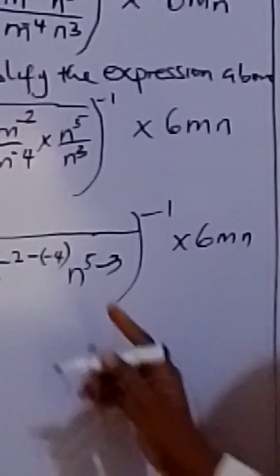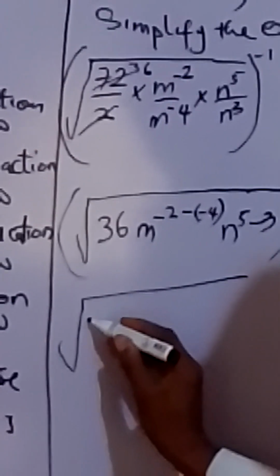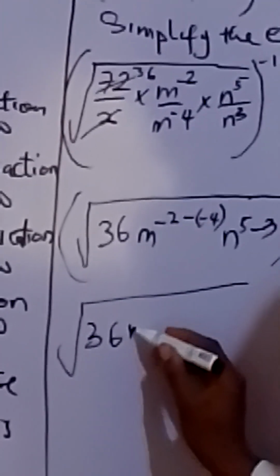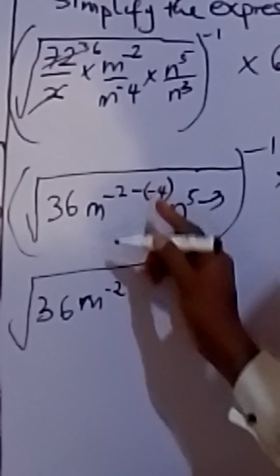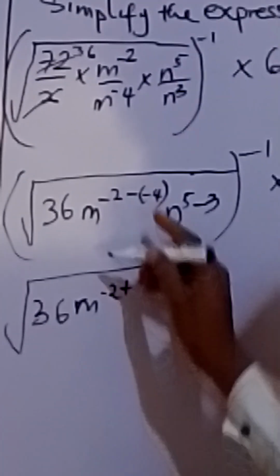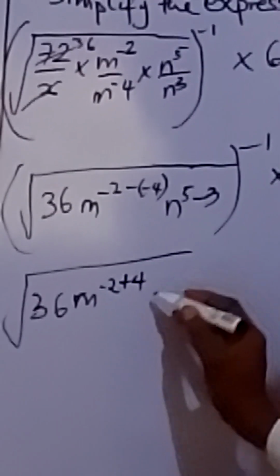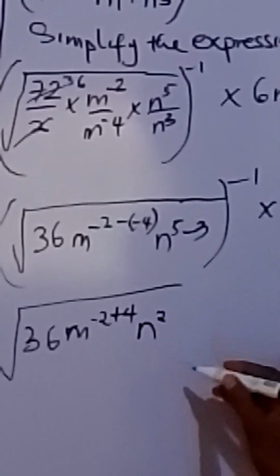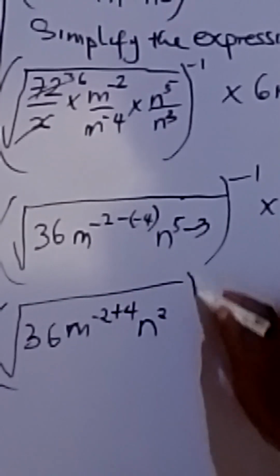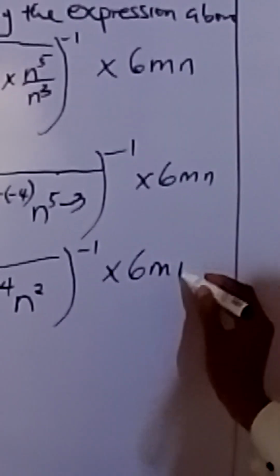So having done this, when we open this bracket, we will be having 36 m raised to the power minus 2 minus minus will become plus. When minus multiplies minus, it will become plus, so it will be plus 4. Then n raised to the power 5 minus 3 is 2. Everything raised to the power minus 1 times 6mn.